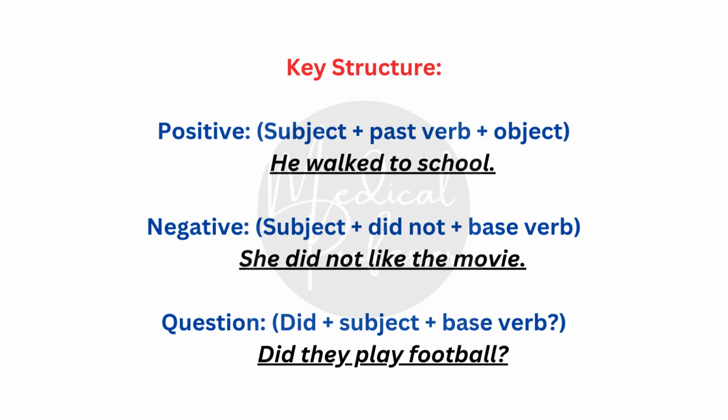Key structure of past tense. Positive, subject plus past form of the verb plus object. For example, he walked to the school. Negative sentences, subject plus did not plus base form of the verb. She did not like the movie. Question form, did plus subject plus base form of the verb. For example, did they play football?